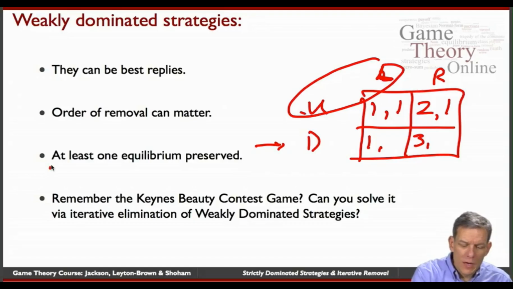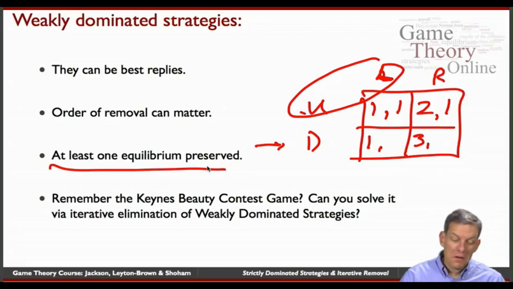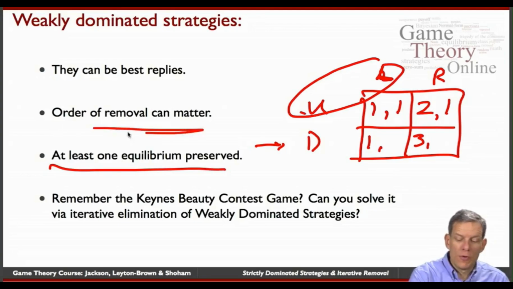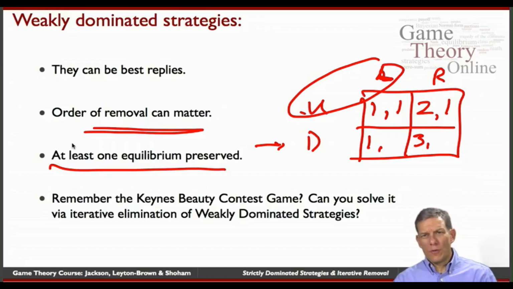What is true is at least one equilibrium is always preserved. What's unfortunate is that the order of removal can matter. So which order you remove things in can begin to matter. There are some games in which it's useful to use this. So, for instance, if you remember the Keynes Beauty Contest game that we talked about earlier, where people were naming an integer between 0 and 100, think about trying to solve that via iterative elimination of weakly dominated strategies. What do you end up with? So it can still be a useful logic, and that logic can help you in analyzing some games.